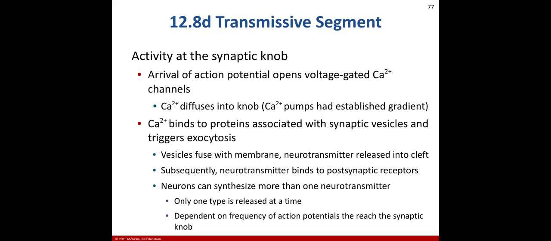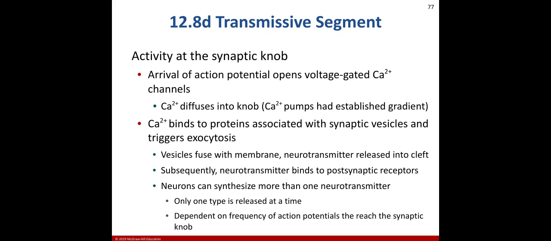Okay, our transmissive segment, that is the synaptic knobs. So you've gotten your action potential arriving at this area, and that action potential will open the calcium channels. And calcium will diffuse into the synaptic knob, and those calcium pumps already made a gradient. And the calcium will bind to proteins associated with vesicles and trigger exocytosis. Those vesicles fuse with the membrane at the synaptic knob, and neurotransmitters get released. Subsequently, neurotransmitters bind to the postsynaptic receptors, and that may trigger this whole process in that following neuron.